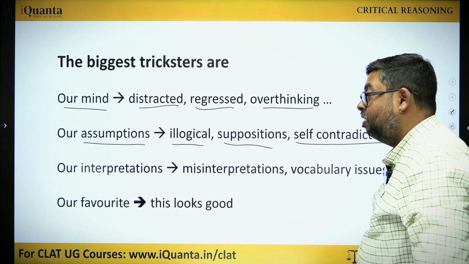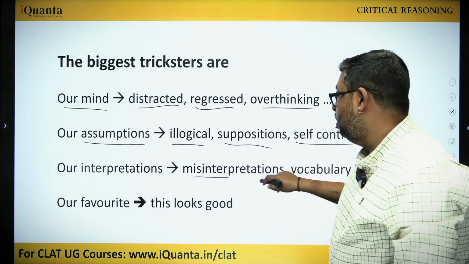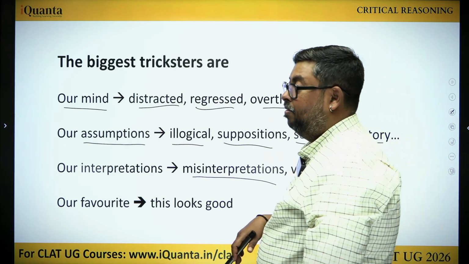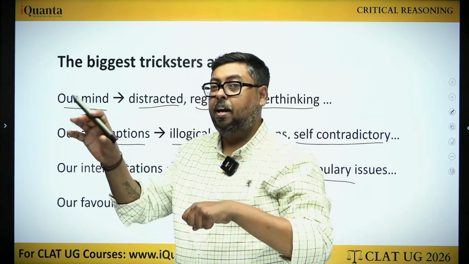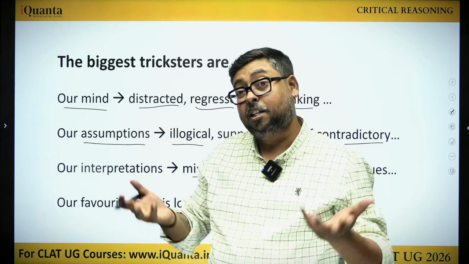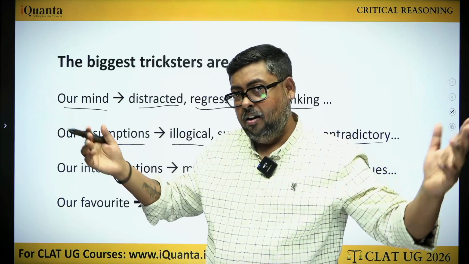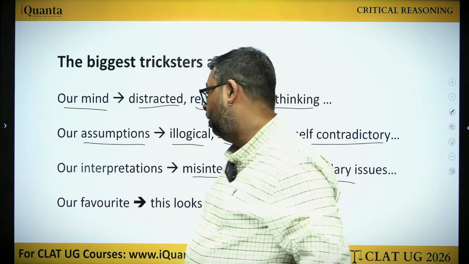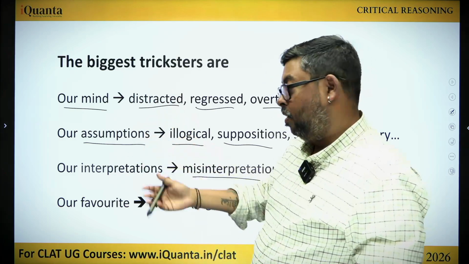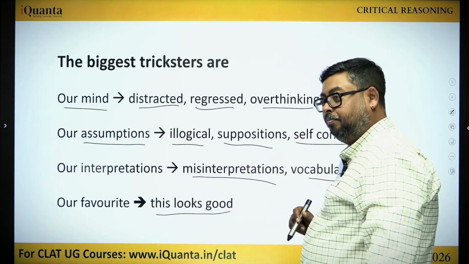Next part is our interpretation. We misinterpret plenty of times. It is because of the vocabulary, fine, and we just try to grasp here and there, and we make a thought process of the passage as per our ideas, right? Not as per what was happening out there. Okay. And of course, my favorite one, everyone's favorite one, what is that? This looks good.